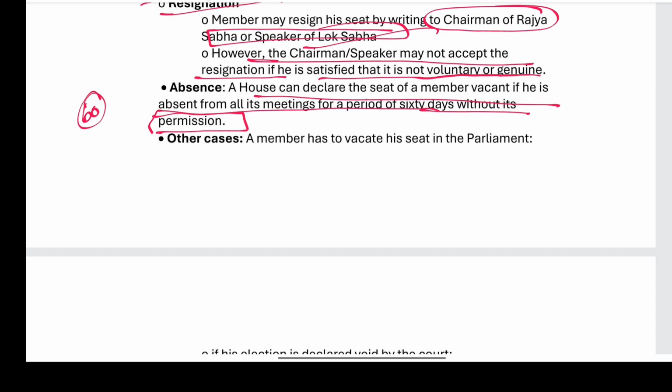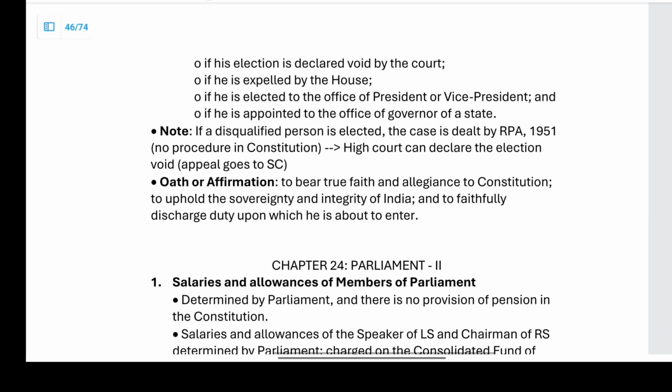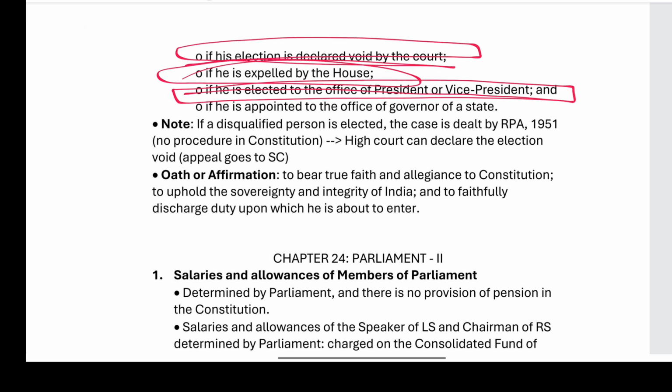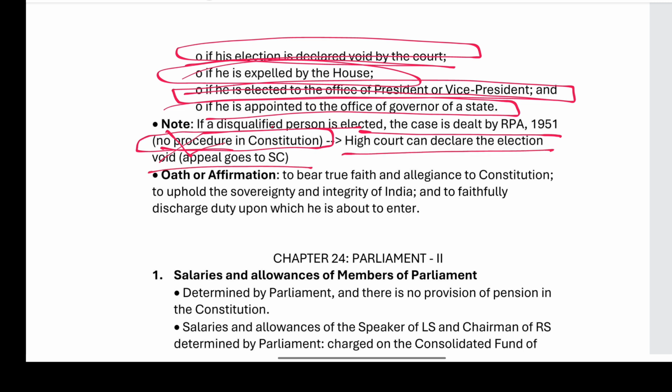Other cases: if his election is declared void by the court, if he is expelled by the House, if he is elected to the office of the President or Vice President, or if he is appointed Governor of a state. What if a disqualified person is elected? It is dealt with under the RPA 1951, and there is no procedure in the Constitution. The High Court can declare the election void, and the appeal goes to the Supreme Court.